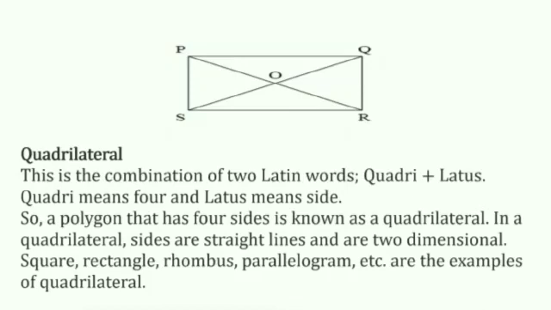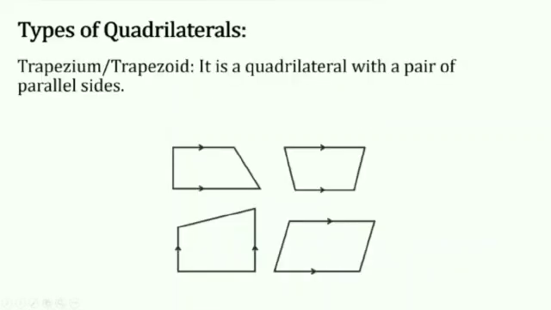In a quadrilateral, sides are straight lines and it is two-dimensional. As you know, all the polygons we have studied or are going to study are 2D shapes. Square, rectangle, rhombus, parallelogram, etc. are examples of quadrilaterals. Let's see different types of quadrilaterals.